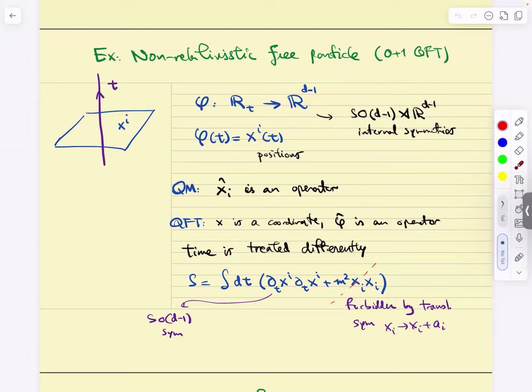So let's write down an action for such a theory. The ∂_t φ squared, so this is just a field theory action. This term is okay. It's there. I can't have a mass term. It's forbidden by translation symmetry. Right? I can't have a mass term. This is also SO(D-1) symmetry that makes me put the indices like this. Rotation symmetry in space. Good? That's a non-relativistic free particle.